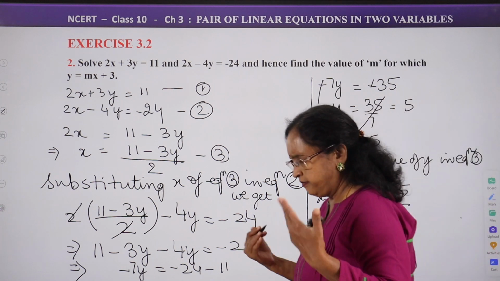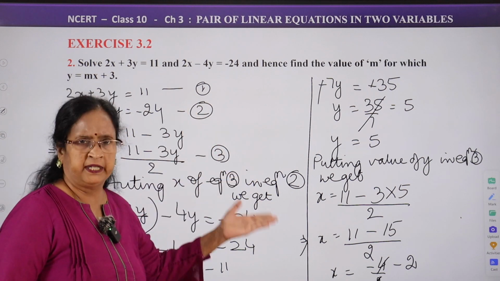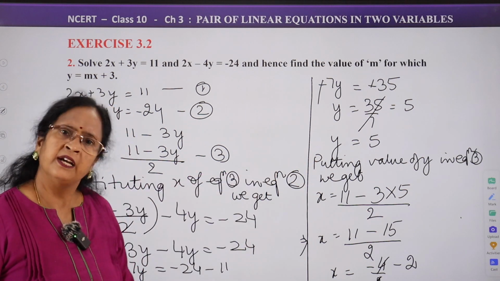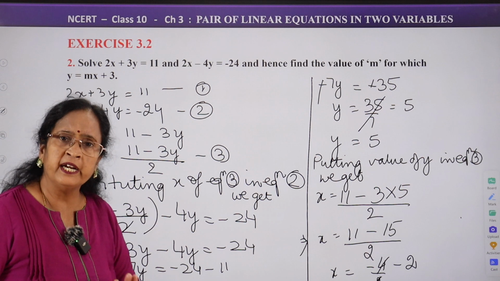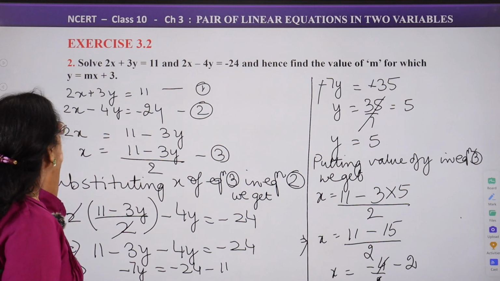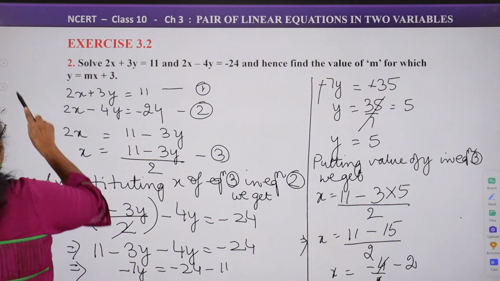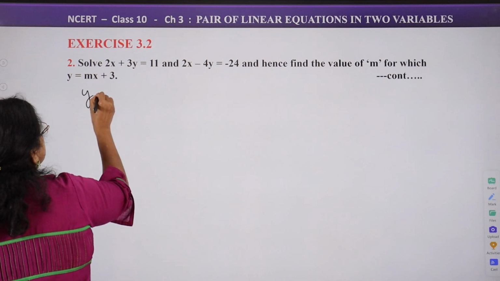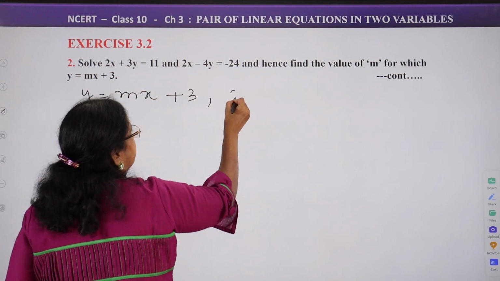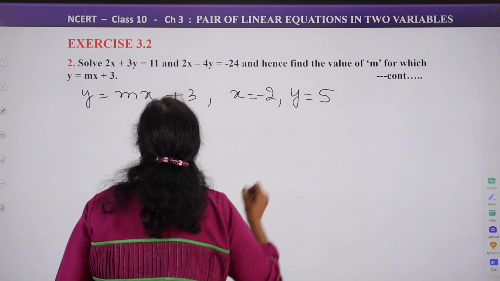Now, we got the value of x and the value of y by substitution method. Now, what did we get as? X is minus 2, y is 5. The sum is not yet over. We need to find the value of m, for which y is equal to mx plus 3. Alright. So, y is equal to mx plus 3, where just now we found out x equals to minus 2 and y is equal to 5.